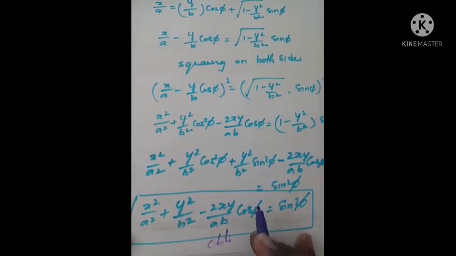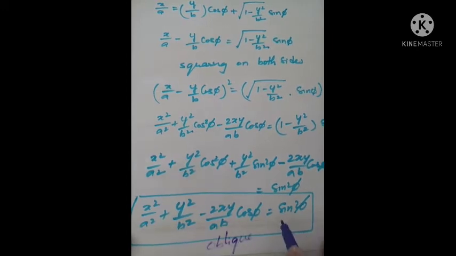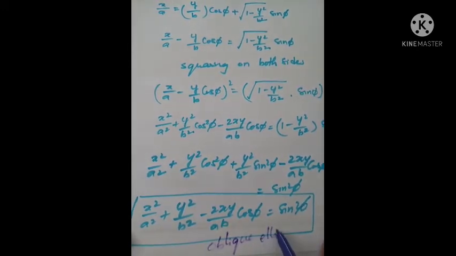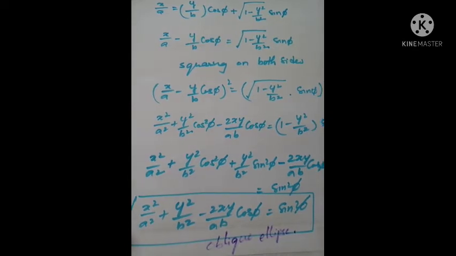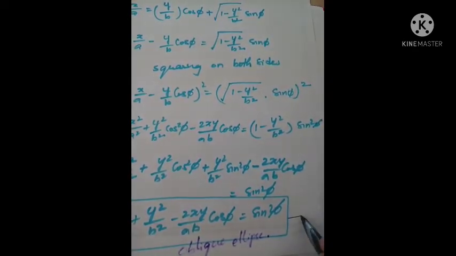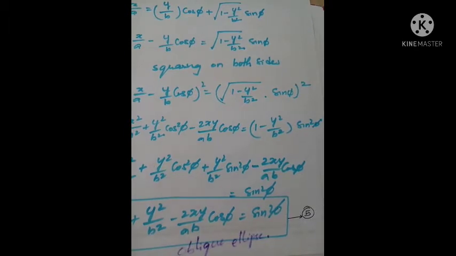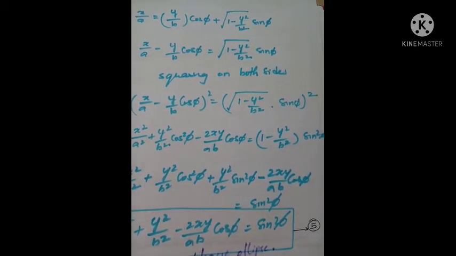This equation represents an oblique ellipse. So this is the resultant equation. Let us assume this is equation number 5. Equation number 5. Okay, next. Let us see a few cases here when phi equals 0.